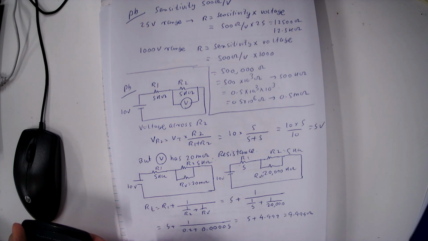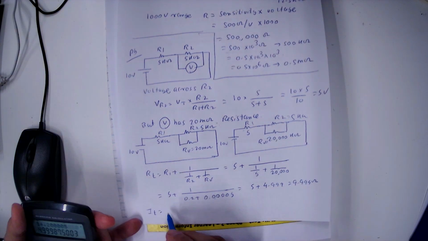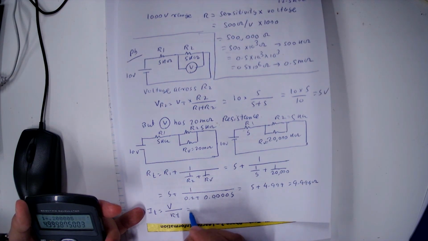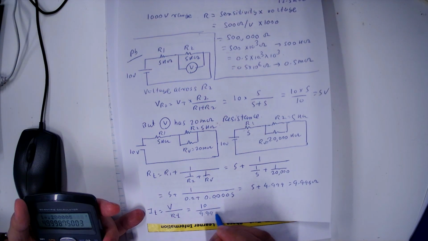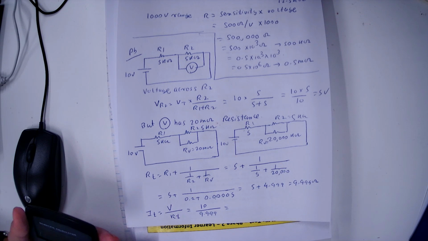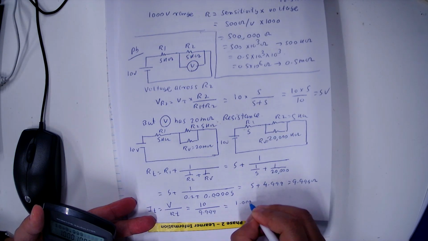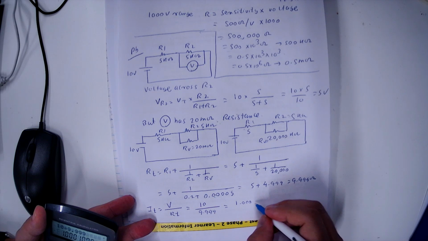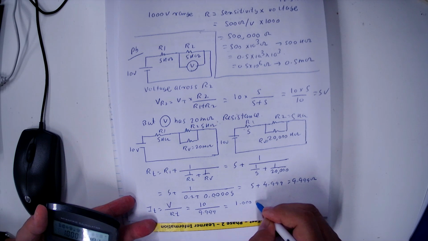Therefore, we can find out the total current, I total. I total equals voltage divided by R total. So voltage is 10 volt, resistance total is 9.999, so 10 divided by 9.999 gives 1.0001 milliampere.